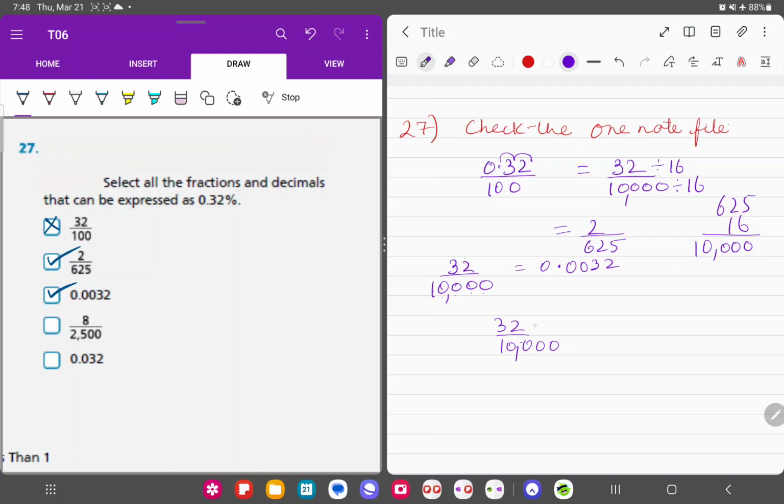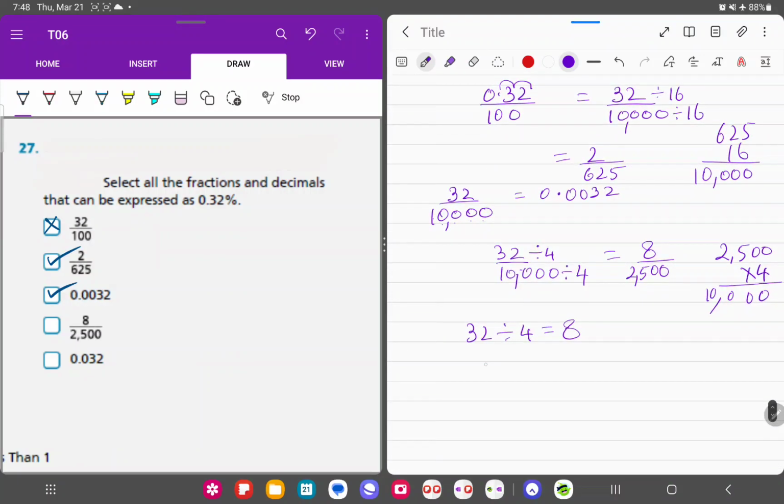Now let us check if 32 over 10,000 is the same as 8 over 2,500. Now I can definitely divide 32 by 4, and I will get the numerator as 8. Now I need to check if 2,500 times 4 is 10,000, correct. So I can divide 10,000 by 4, and I will get 2,500.